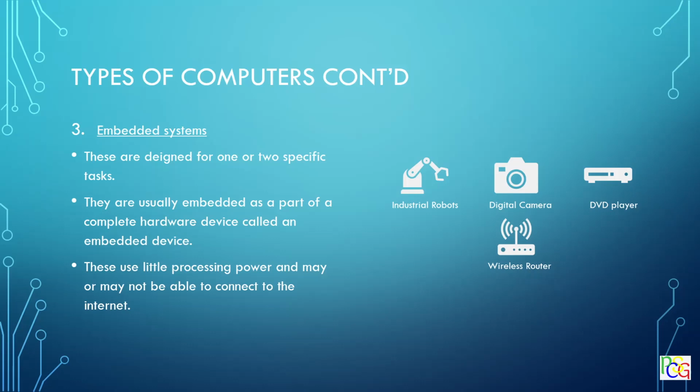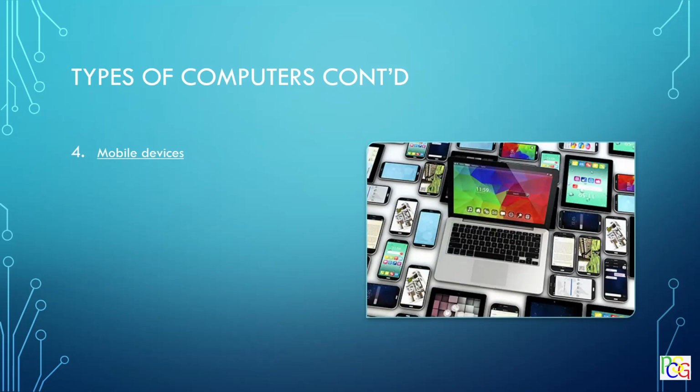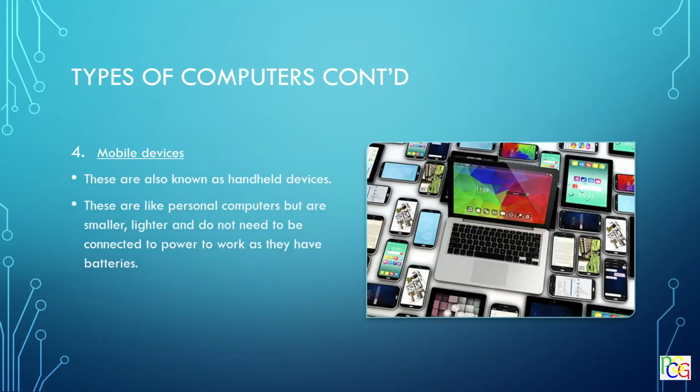Okay. So the last type of computer system we're going to talk about would be mobile devices. Mobile just means portable. So these are known as handheld devices, and they're like personal computers, but they're smaller, lighter, and do not need to connect to power to work as they have batteries. So you just charge up the battery and you can take it wherever you want until the battery runs out. Some examples of mobile devices would include laptops, tablets, smartphones, etc.